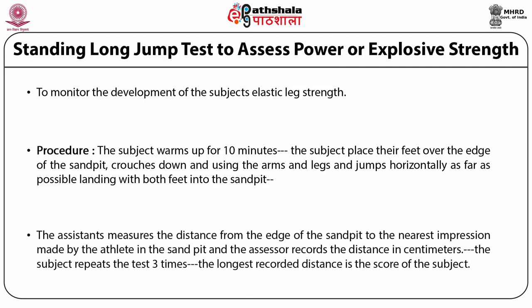The assistant measures the distance from the edge of the sandpit to the nearest impression made by the athlete in the sandpit, and the assessor records the distance in centimeters. The subject repeats the test 3 times. The longest recorded distance is the score of the subject. Analysis of the test result is by comparing it with the subject's previous result for this test.